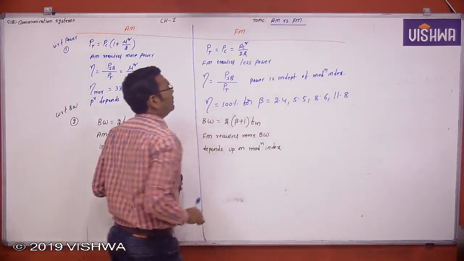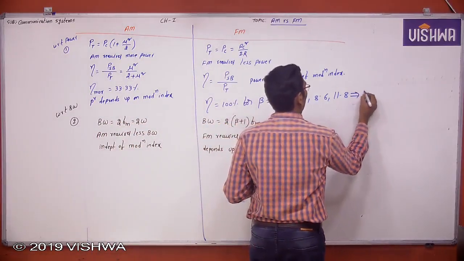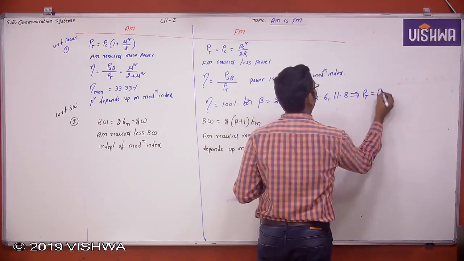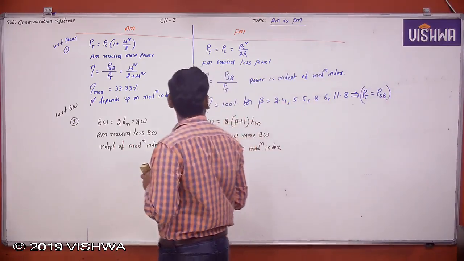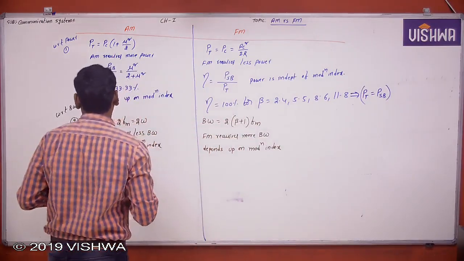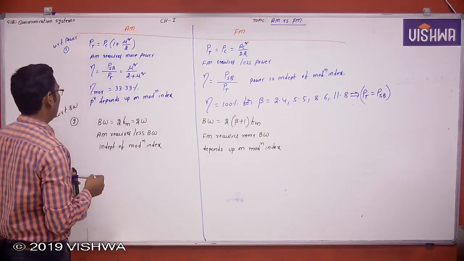Okay, in this case, the total power, which is equal to sideband power, and the carrier is equal to 0. Power is independent of modulation index. Now here, power depends upon modulation index.